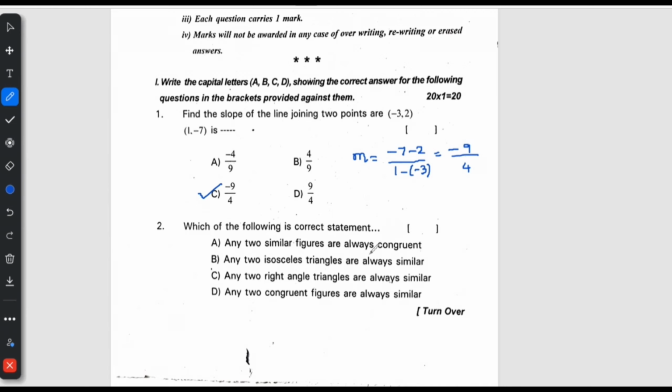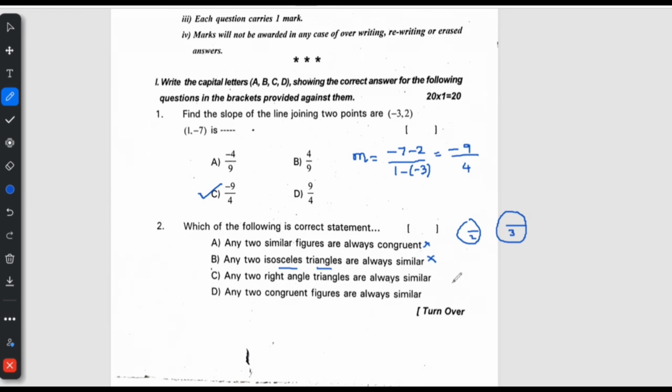Which of the following is the correct statement? Any two similar figures are always congruent. This is not correct, because a circle of radius 2 centimeters cannot be congruent to a circle of radius 3 centimeters. Next, any two isosceles triangles are always similar. No. Two sides of isosceles triangles can be equal in measure, but the third side can be different. That's why this statement is also not true.